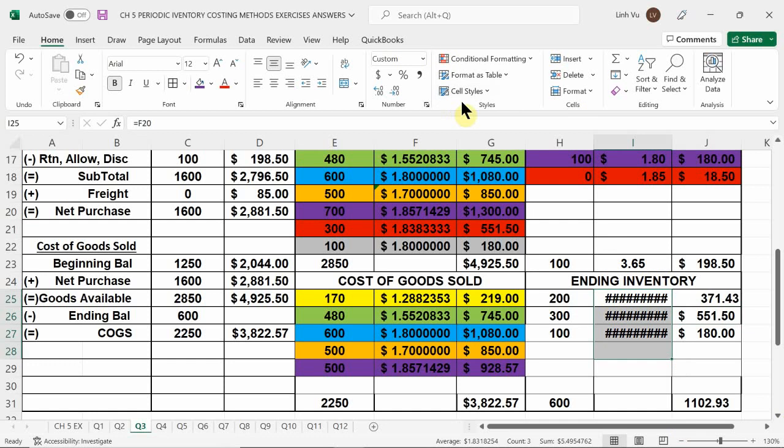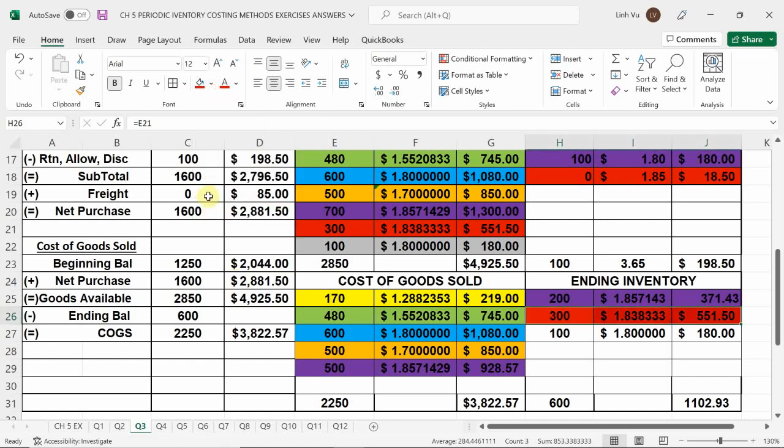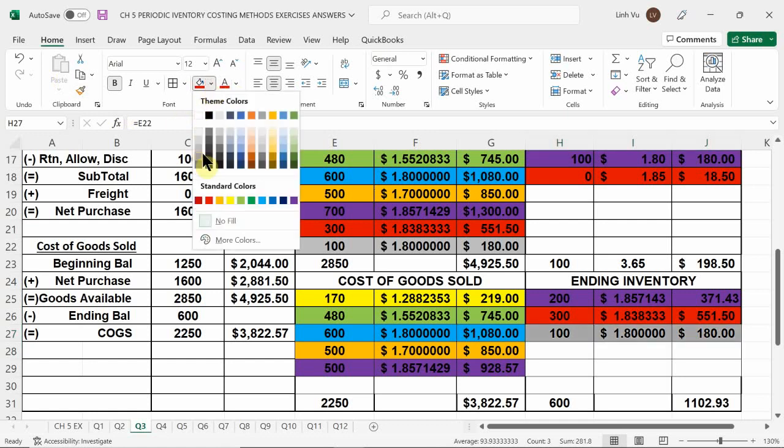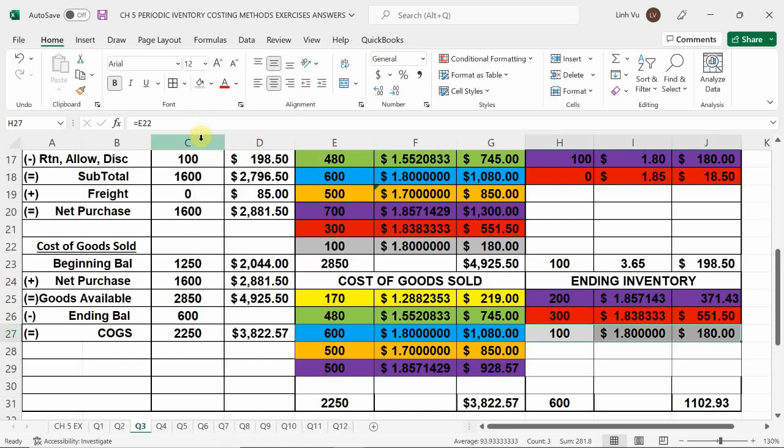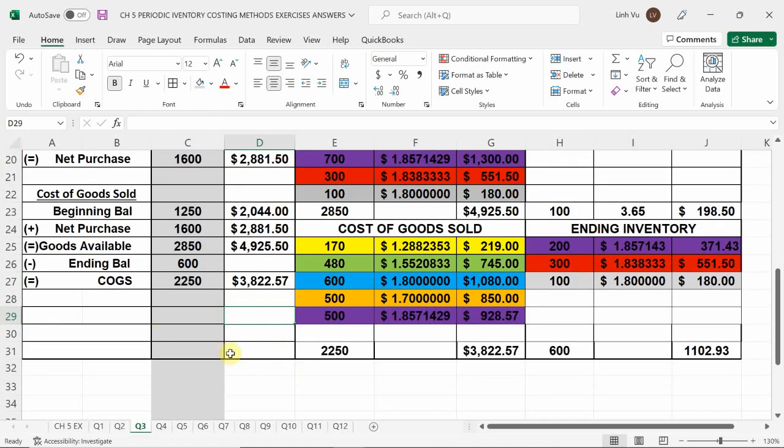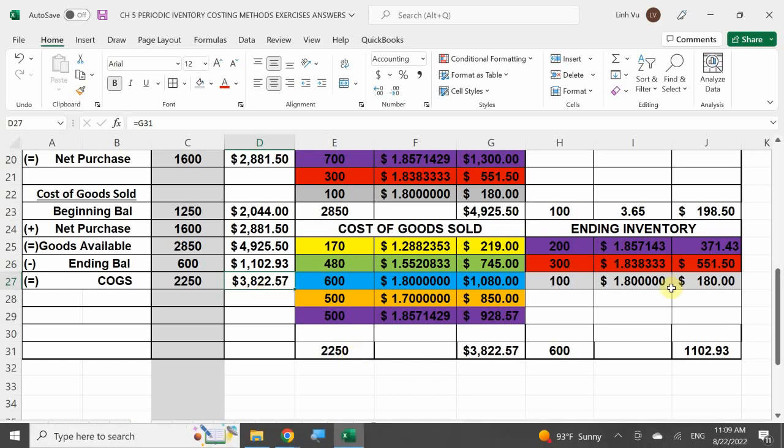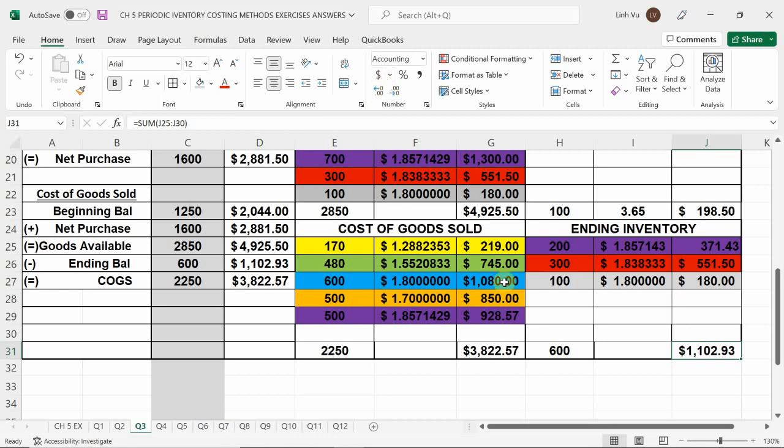All right, so we still have purple remaining. We still have red remaining. And we still have gray remaining. Okay, so then, right, what was my total ending balance? In this case, it should give you that $1,102.93. Okay, so awesome.